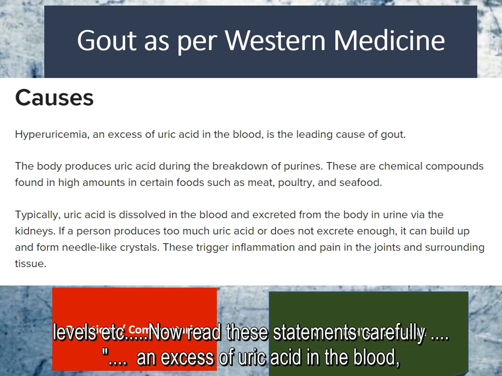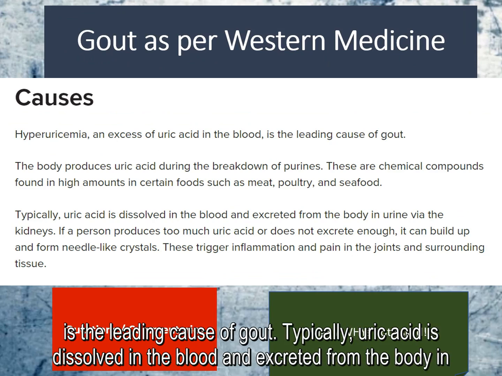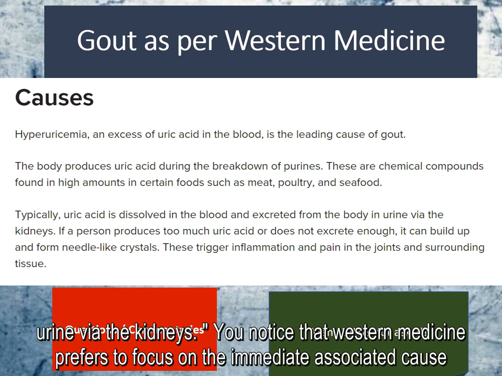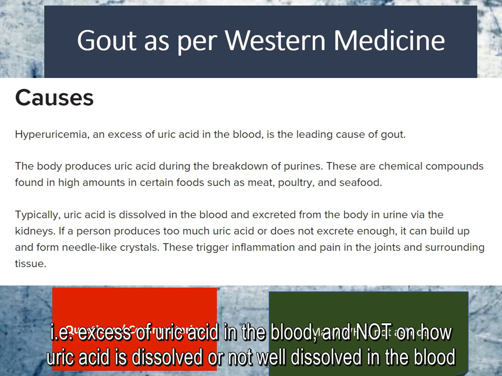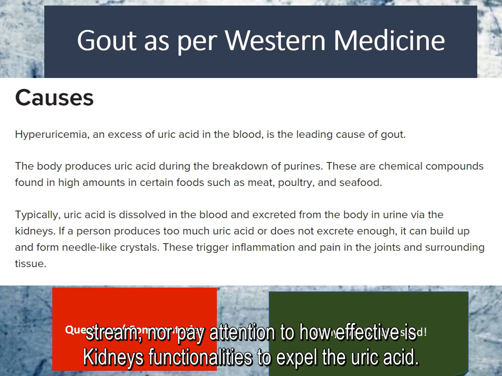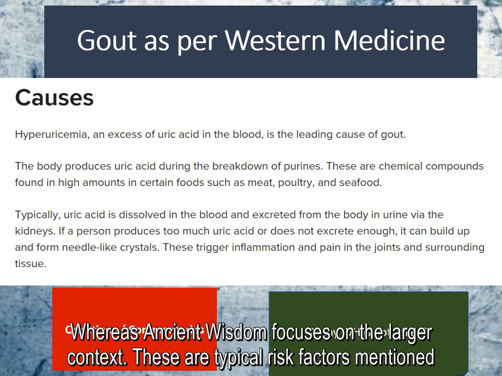Now read this statement carefully. An excess of uric acid in the blood is the leading cause of gout. Typically, uric acid is dissolved in the blood and excreted from the body in urine via the kidney. You notice that Western medicine focuses on the immediate associated cause, that is, excess uric acid in the blood, and not on how uric acid is dissolved or not well dissolved in the bloodstream. Nor does it pay attention to how effective kidney functionality is in expelling the uric acid, whereas ancient wisdom focuses on the larger context.